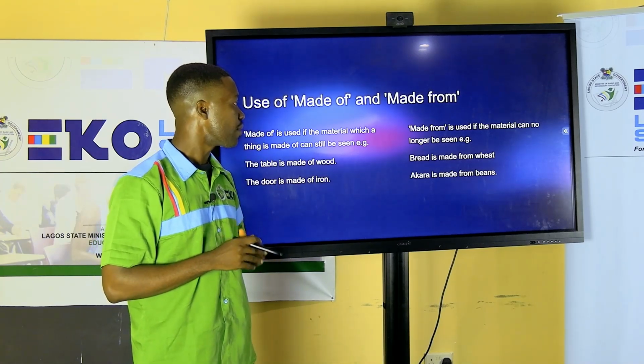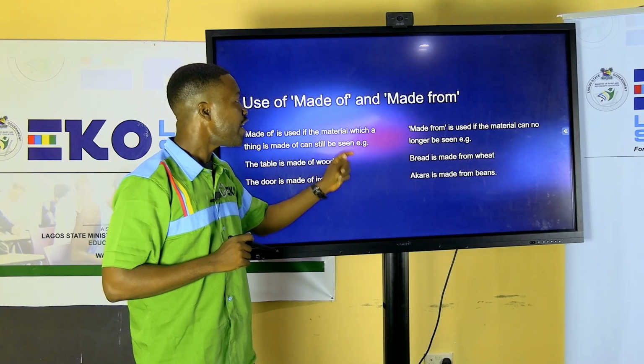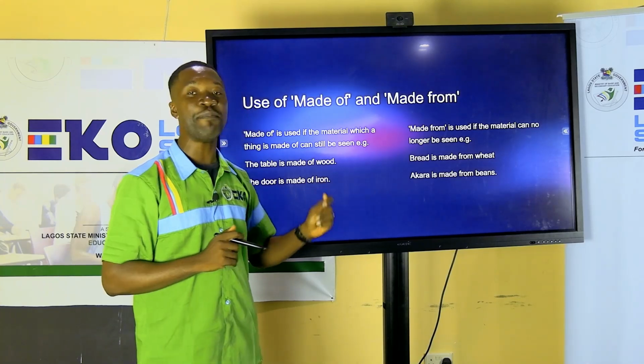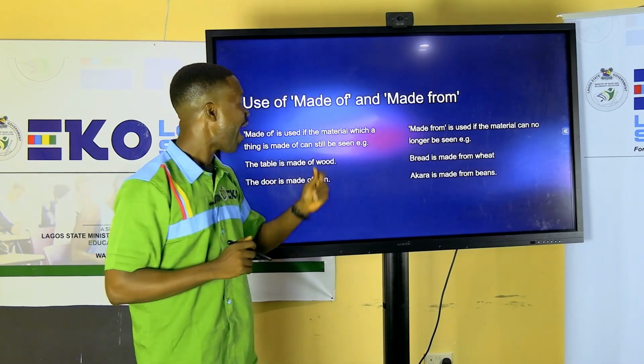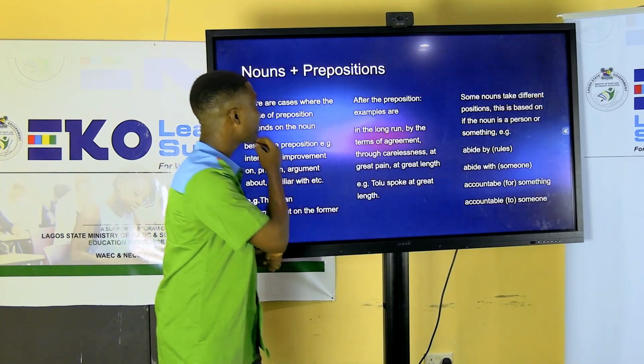Made from. When you make use of made from, the material can no longer be seen. For example, bread is made from wheat. Akara is made from beans. So it will be wrong to say bread is made of wheat or Akara is made of beans.